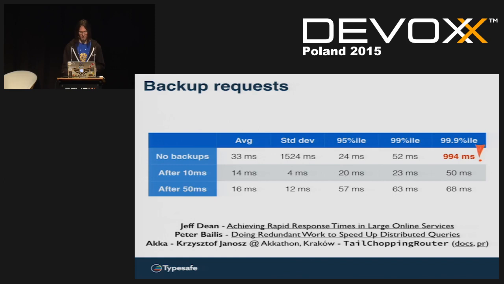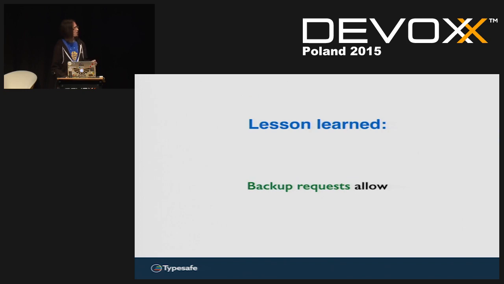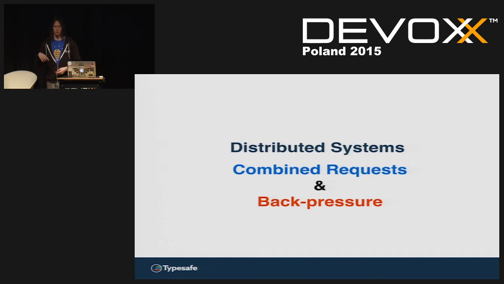I didn't finish the slide, it seems. Backup requests allow us to trade off duplicated work for battling latency problems, right? But you will be issuing more load into your cluster. So let's try to do the opposite. Let's say I am barely surviving the load that the traffic is putting on my system, and I need to apply some back pressure.